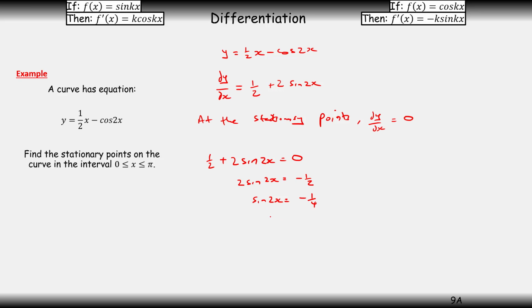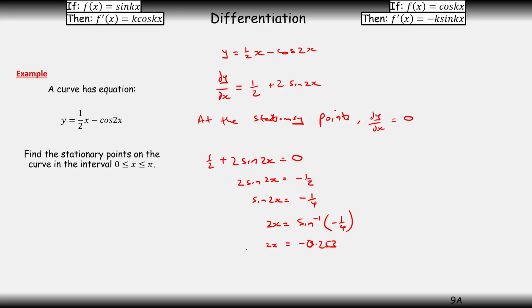I'm trying to find x, so 2x is going to be equal to sine to the minus 1 of minus a quarter. And when I work that out on my calculator in radians, make sure you can get this, minus 0.253.